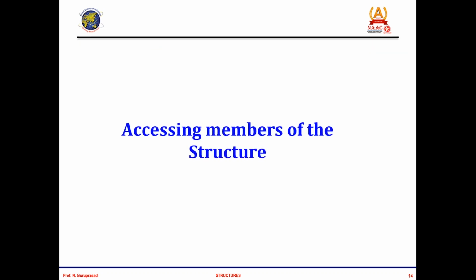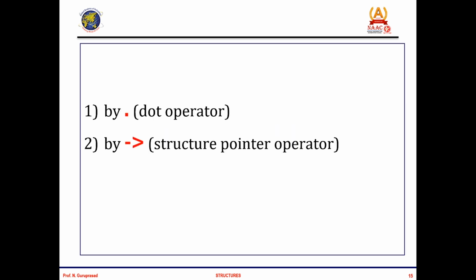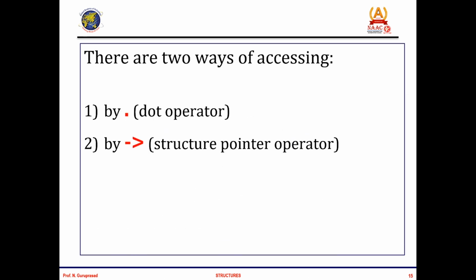The next point is accessing members of the structure. How do we go about accessing the members of the structure? Have a look at this. There are two ways of accessing the members of the structure. The first one is we use the dot operator, and the second one is we use the arrow operator, which is called the structure pointer operator. It is a combination of the minus and greater than sign. I repeat, it is a combination of the minus and greater than sign, which we call an arrow operator, which is nothing but the structure pointer operator.